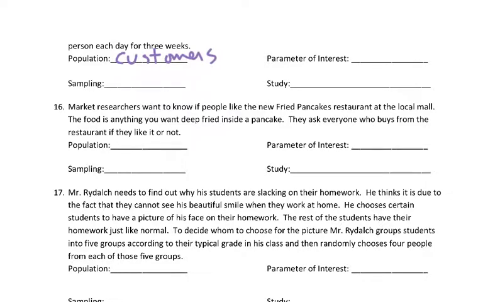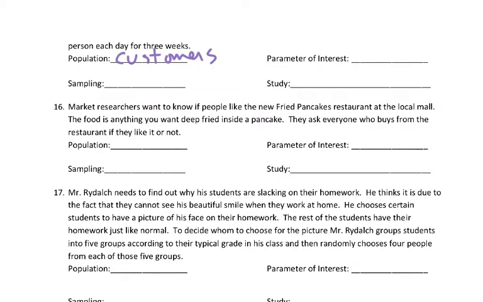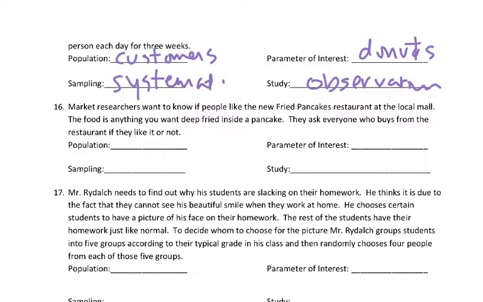Okay. The sample, because I apparently didn't put it, I have sampling. Okay. So the type of study here we're doing is an observational. Okay. The parameter of interest is the kind of donuts that people want. The sampling would be systematic because it's every other person each day for 3 weeks. So every other person, so it'd be systematic, and that every other person would be the sample. Okay, and I didn't put that on, but you should be getting the sample for everybody. Okay, so the sample was just the people she asked, the asked customers.